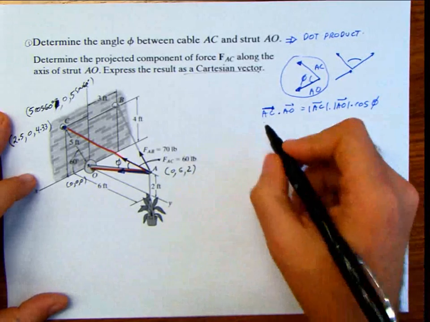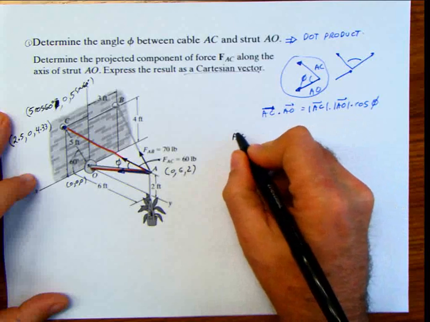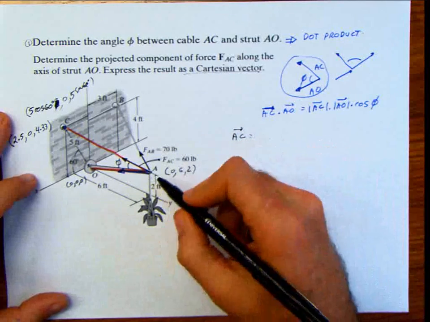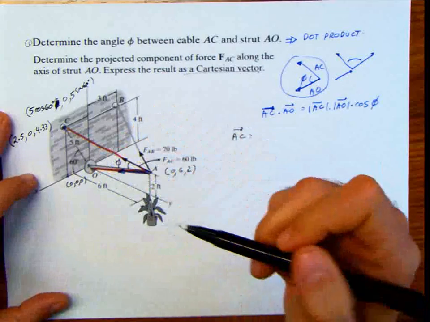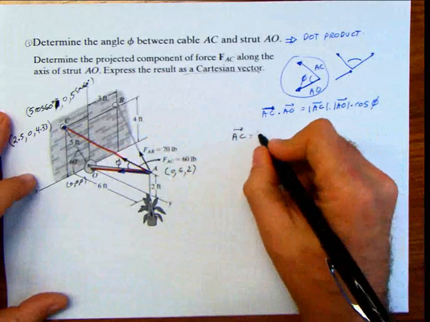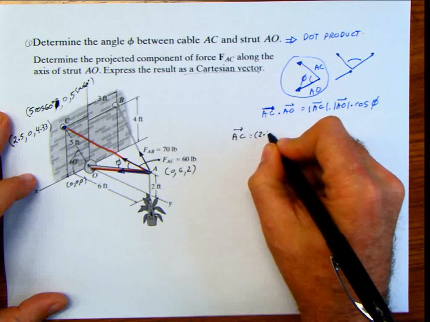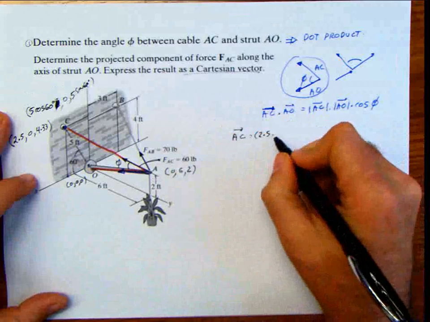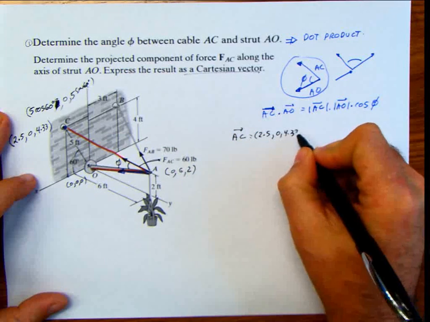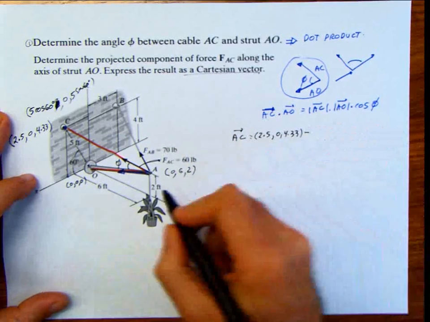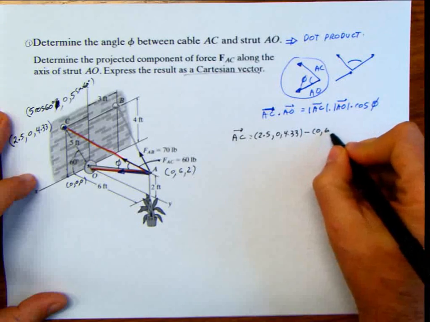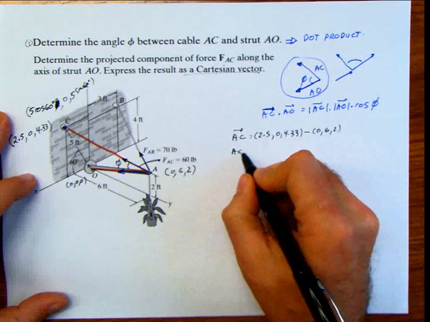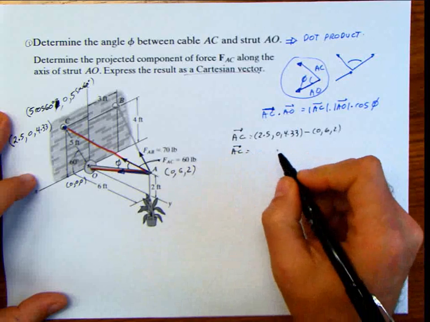Okay, let's start with the position vector AC. The position vector AC, remember, has to be obtained by subtracting the coordinates of C minus the coordinates of A, and that's the most common error when people work with vectors and coordinates. Remember, it's always tip minus tail. So 2.5, 0, 4.33, those are the coordinates of that point, minus 0, 6, and 2, which give us the vector AC, now expressed as a vector.